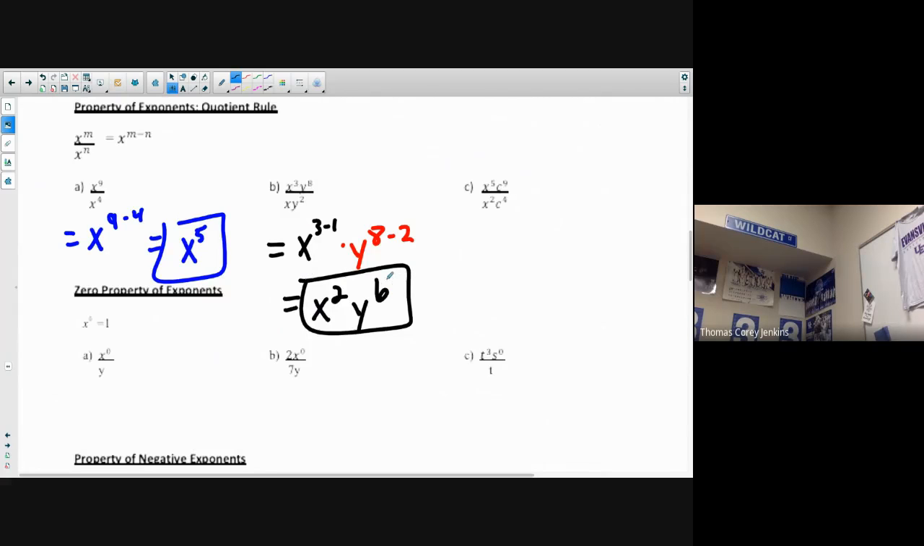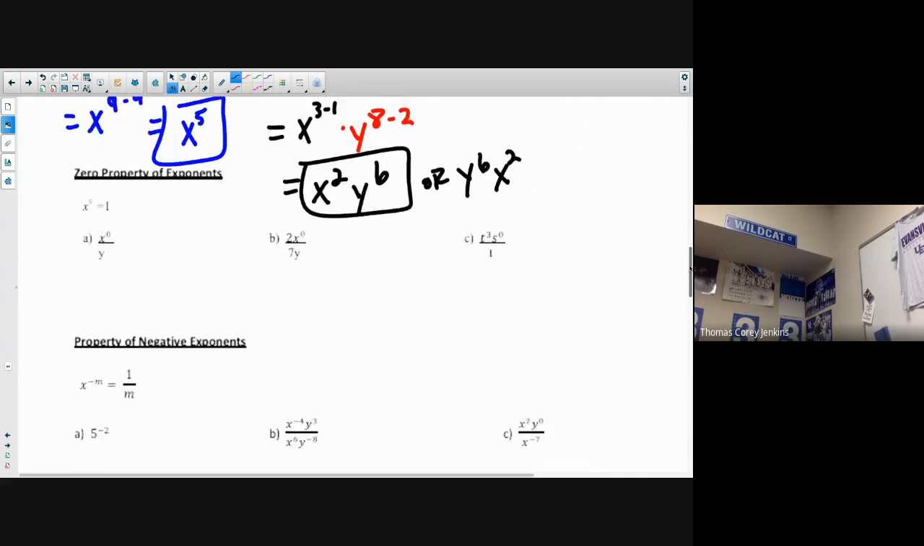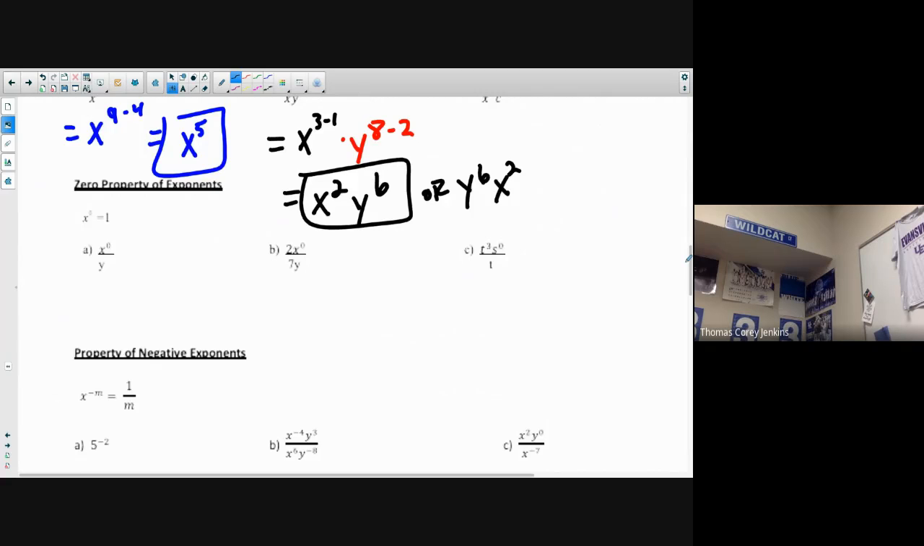When you're writing your final answers, if you have multiple variables, usually like in a math book, an answer key is going to just go in alphabetical order. But you know, if I had my answer written as y to the 6 x squared, that means the exact same thing, because order doesn't matter with multiplication because it's commutative.